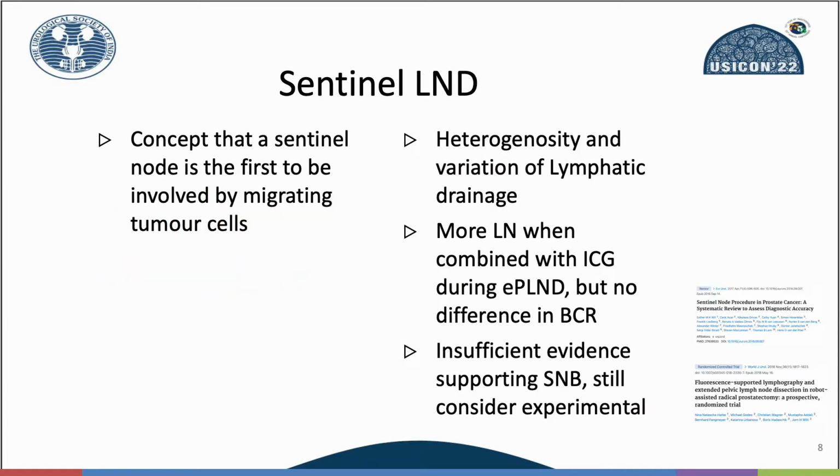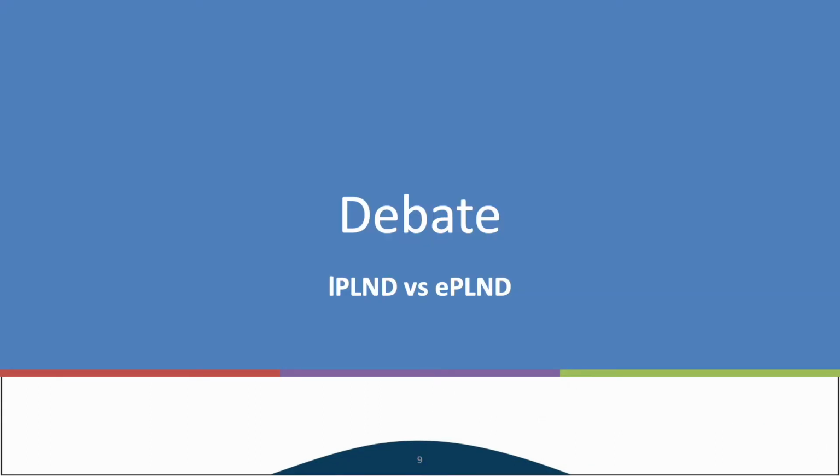Sentinel lymph node dissection. The concept is that the sentinel node is the first to be involved by migrating tumor cells, but heterogeneity and variation of lymphatic drainage in cancer prostate exist. Of course, more lymph nodes can be found when sentinel lymph node dissection using ICG is combined with ePLND. But there was no major difference in biochemical recurrence rate, and insufficient evidence supporting sentinel lymph node biopsy exists now, so it is still considered to be experimental. So the major debate is between the limited lymph node dissection and the extended PLND.